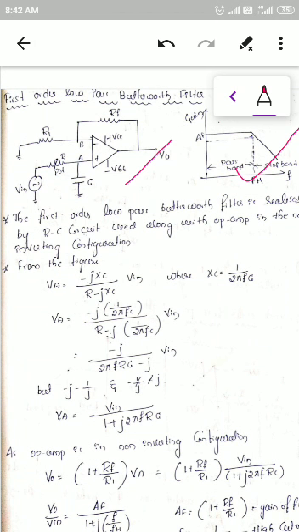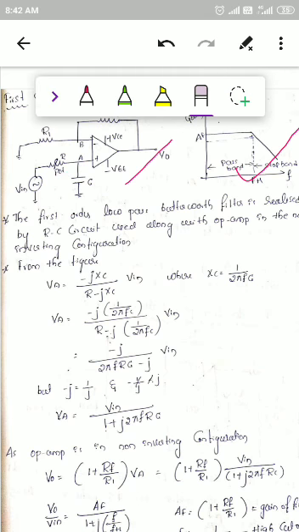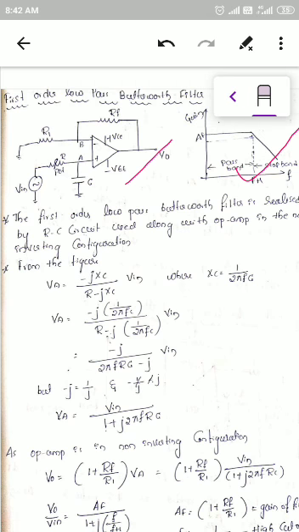We can realize this using passive elements like R and C, and active elements like operational amplifiers. Look here: the input is connected to the non-inverting terminal, which is why it is a non-inverting operational amplifier. So we can realize it using the non-inverting operational amplifier. Let me start with the derivation of the gain.